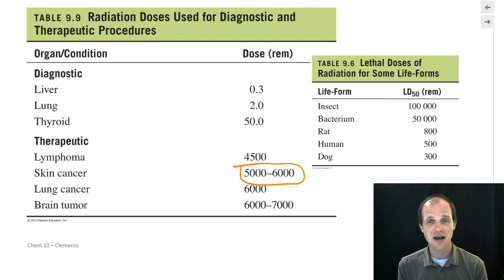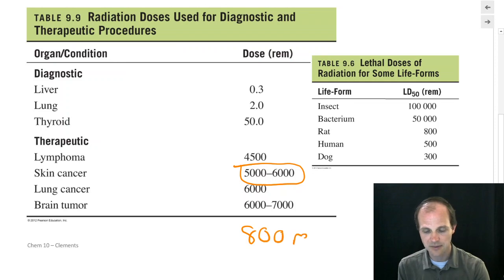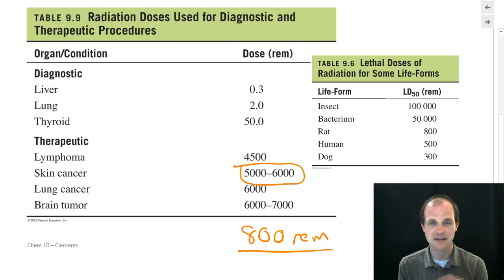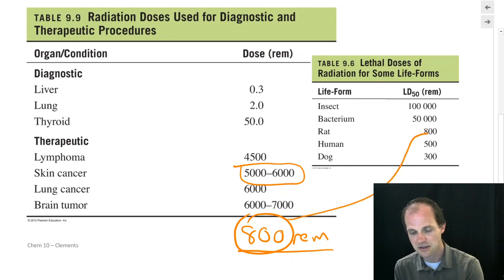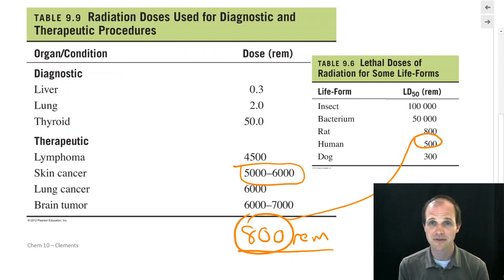The one that's not on here is one that does expose your entire body to radiation, and that's chemotherapy. And I looked it up once, that chemotherapy gives you about 800 rems of radiation exposure. I don't have a reference for that, so if you're going to make some arguments with people, you should go look it up yourself just to be sure. But it's about 800 rems. 800 is a bit more than 500.